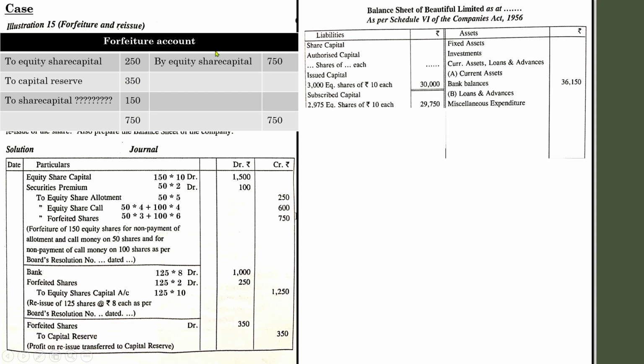But even after writing all these amounts, there is a difference of rupees 150. That difference occurs because the company didn't reissue all the shares forfeited. That is why such a difference comes. That amount has to be added with the share capital and forfeited shares, 150. That is a concept. So 29,900.